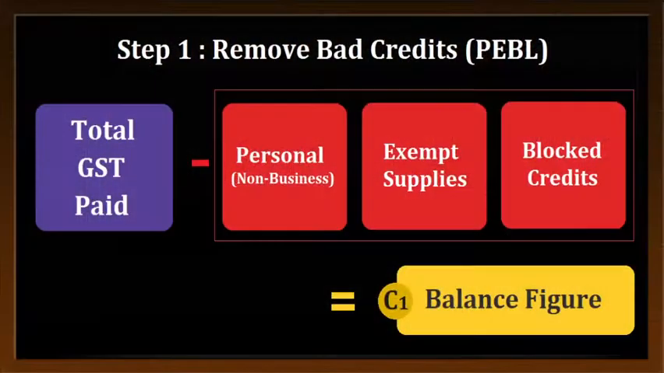Now, the question looks a little lengthy, but you don't have to worry because once you remember the chart, the only thing we have to do is fill in the chart. So in the chart, what was the first step? First step was to fill up the pebble. P stands for inputs used for personal supply, E stands for exempt supply, and BL stands for blocked credits. After filling pebble, we get a balance, we call it C1.